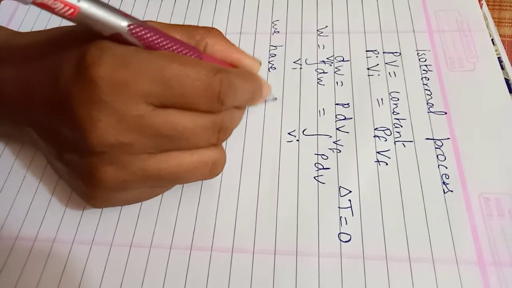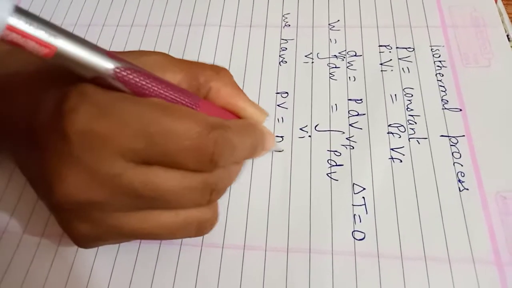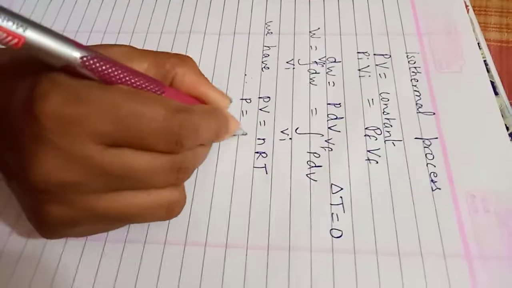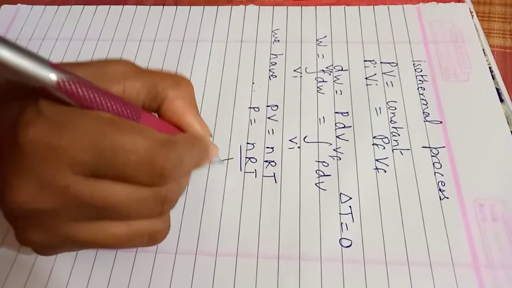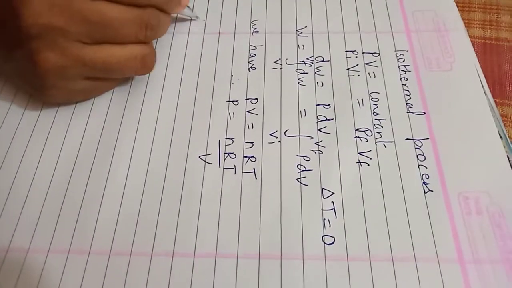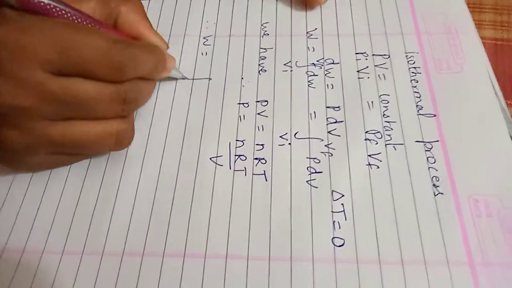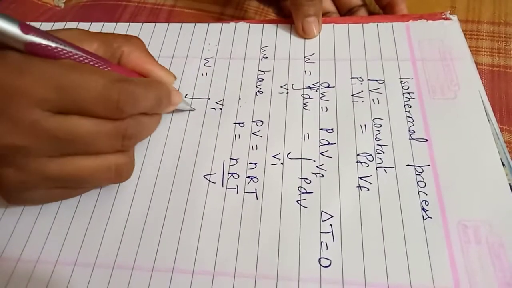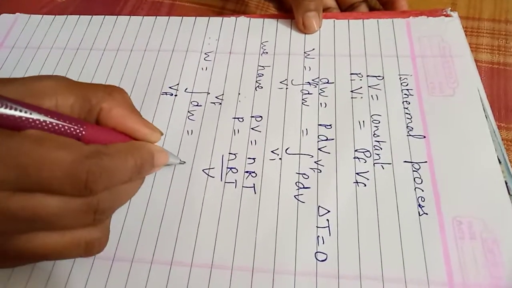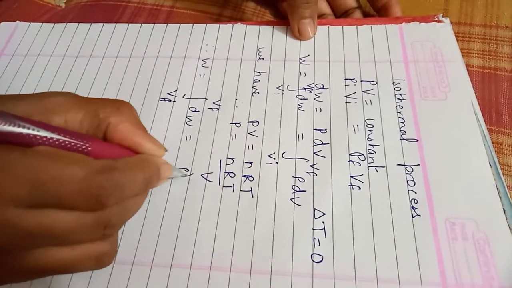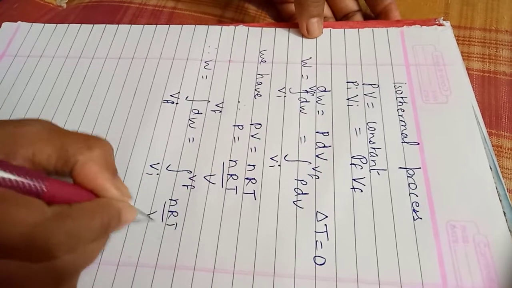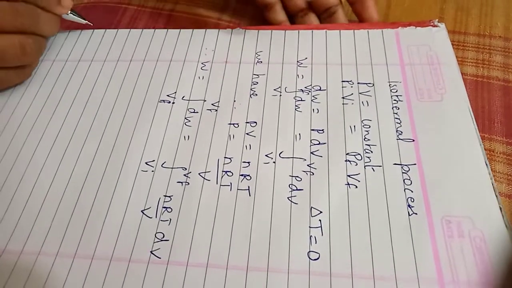For n moles of an ideal gas, we have PV is equal to nRT. Therefore, what is P equal to? It is nRT divided by V. Therefore, what is your work done? W is equal to the integration from Vi to Vf of dW, which is equal to the integration from Vi to Vf of nRT divided by V into dV.